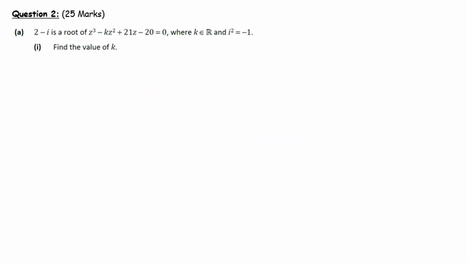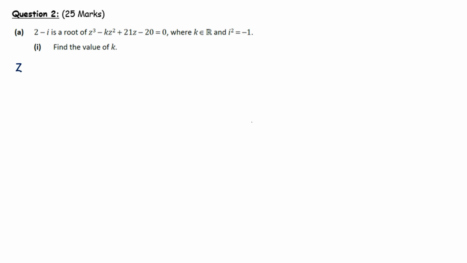So question 2, this is a full 25 mark question. So part A says 2 minus i is a root of this equation where k is an element of the real numbers. Find the value of k. So we're told that this is a root, which means that when we sub it in, we know we will balance that equation, so that will be equal to 0.